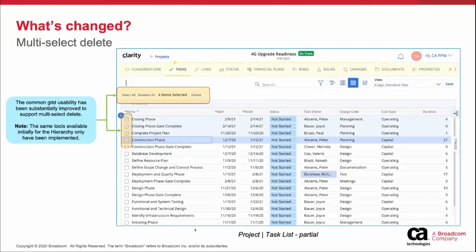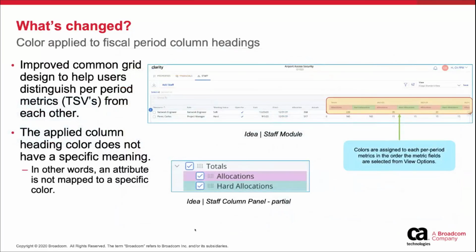So from what's changed, in the grid, this type of experience here, the select all, delete all, or this checkbox metaphor was available in other parts of the application, for example, roadmap import, or I should say hierarchy import. So we've applied them to other parts of the application. So the common grid now has been substantially improved to support, in this case, multi-delete. The next piece is color.